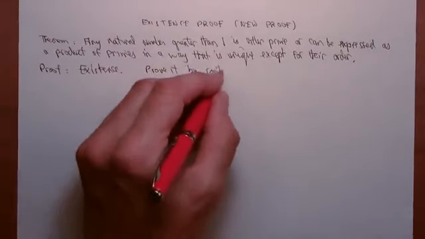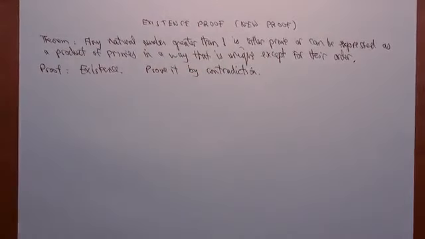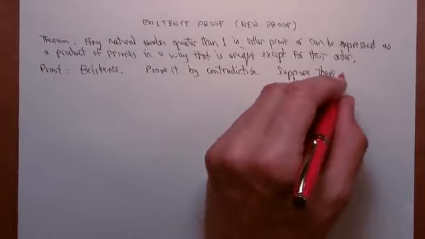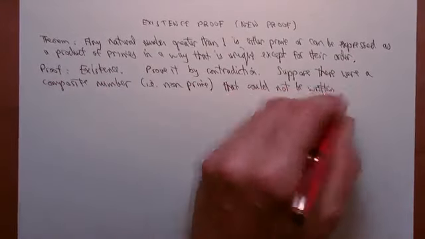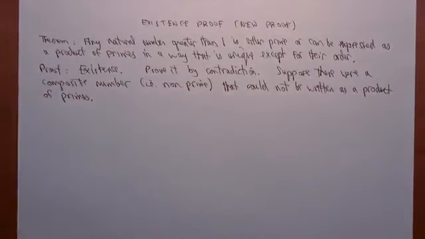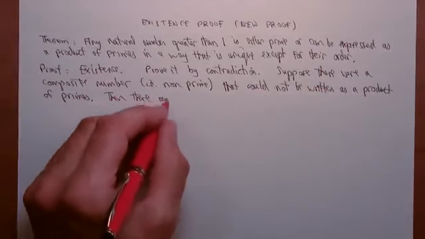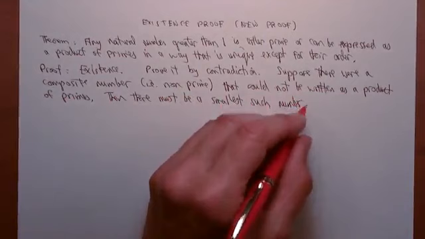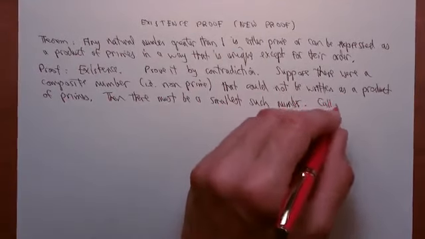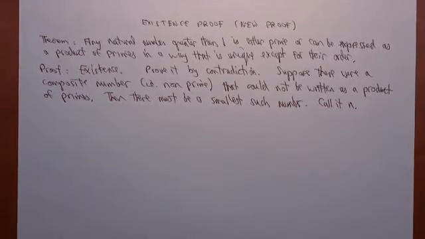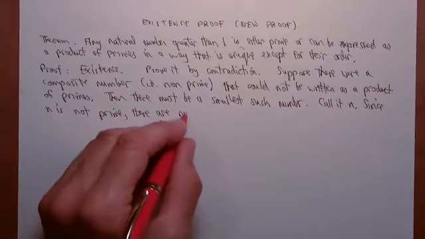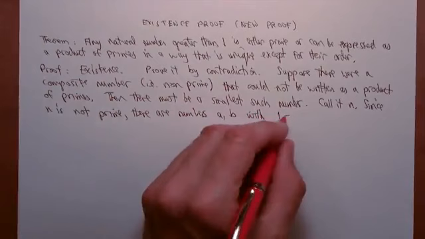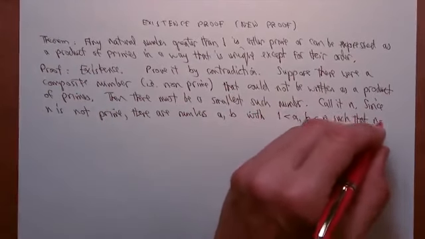I'll prove it by contradiction. Suppose there were a composite number, that's a non-prime, that could not be written as a product of primes. Then there must be a smallest such number. Call it n. Since n is not prime, there are numbers a, b, strictly between 1 and n, such that n equals ab.